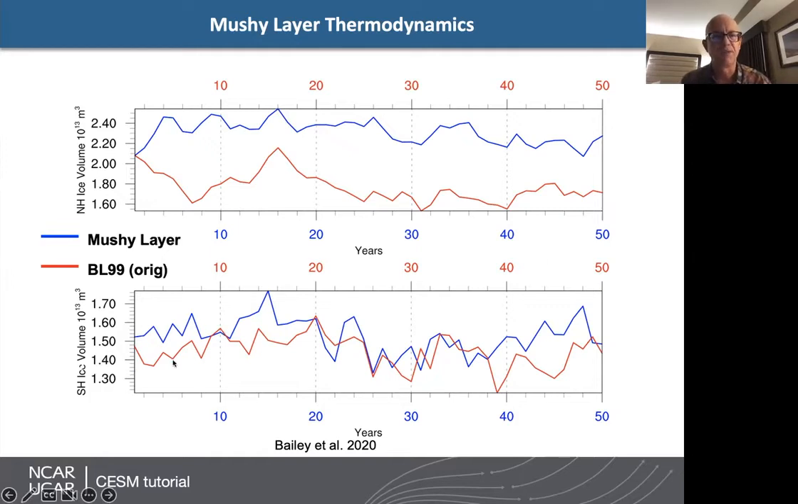But in terms of the southern hemisphere, the change in thermodynamics really doesn't change things that much. And that's because, fundamentally, as I said earlier, the southern hemisphere has really different sea ice and different characteristics.